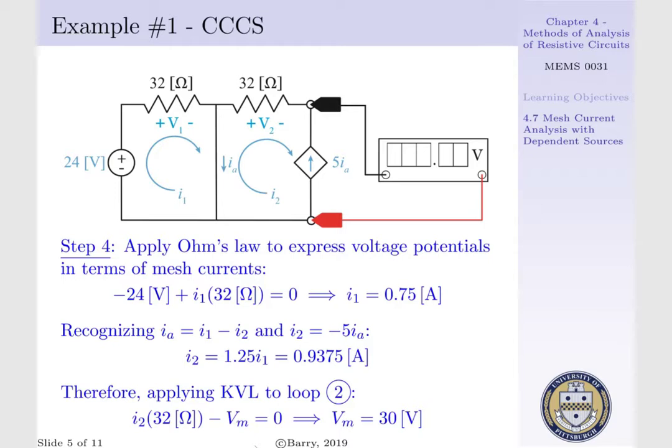Now we can apply KVL to our second loop to determine our voltage measured by our voltmeter. That is, V2 minus Vm is equal to 0, where minus Vm comes about from the negative terminal being connected to the right-hand side of our 32 ohm resistor and our red terminal being connected to the bottom of our CCCS. Therefore, Vm would be equal to I2 times 32 ohms or 30 volts.